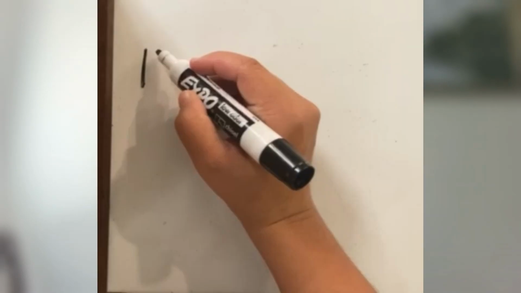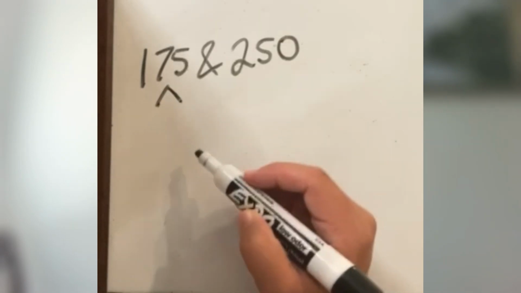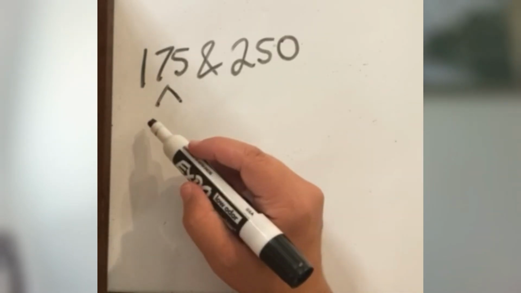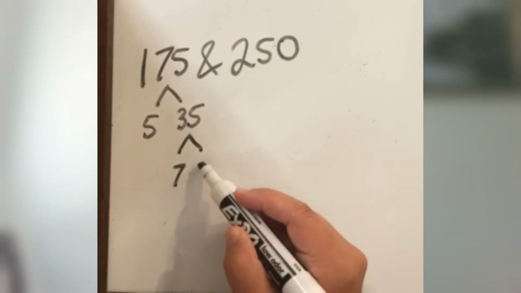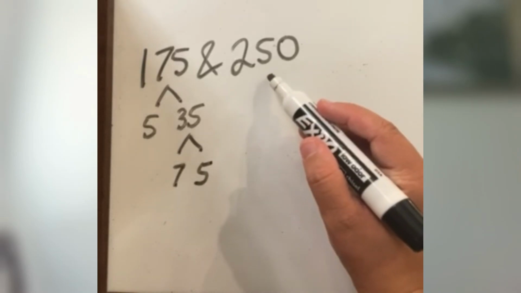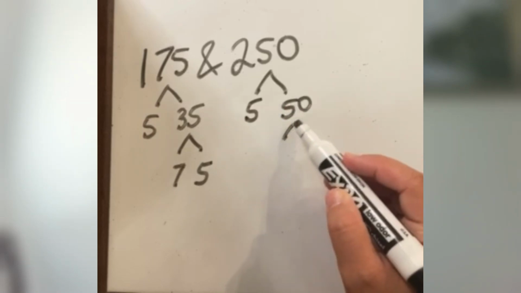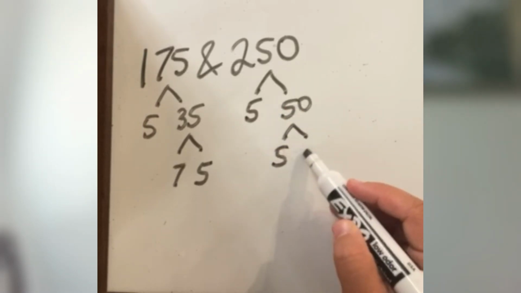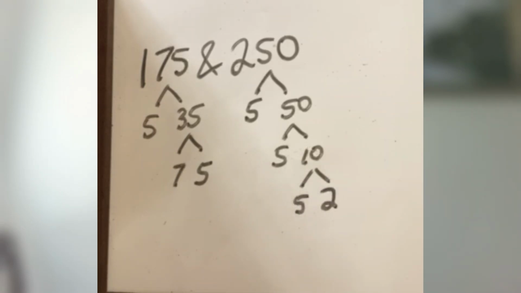Now I think we're ready for a harder problem. What if we're asked to find the GCF of 175 and 250? We're going to use the same method, prime factorization. So 175 we can break down into 5 and 35. 35 we can break down into 7 and 5. Now for 250 we can break it down into 5 and 50. 50 we can break down into 5 and 10. And 10 we can break down into 5 and 2.